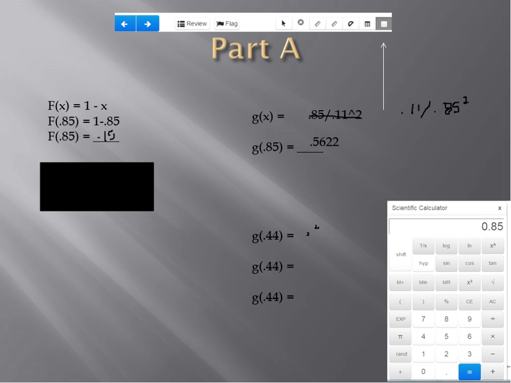Now let's try this again. Now with 0.44 as our x coordinate, what does g of x equal at 0.44? So we're going to substitute 0.44 into g of x for x. So 0.11 divided by 0.44 squared into the calculator, and what do you get? I'll let you solve that on your own.